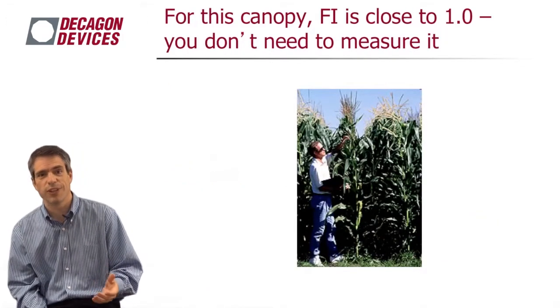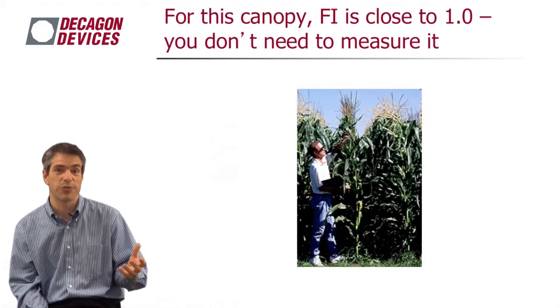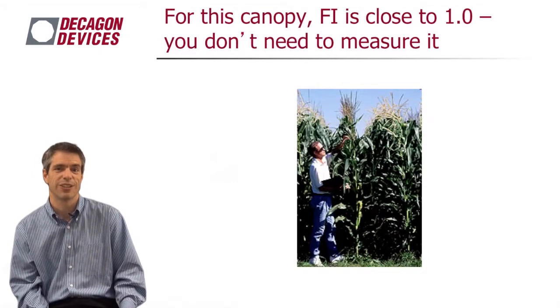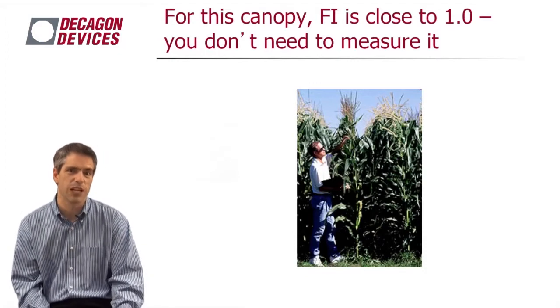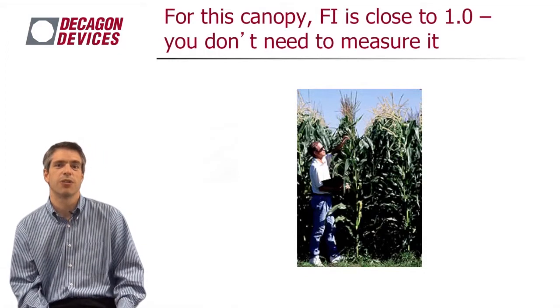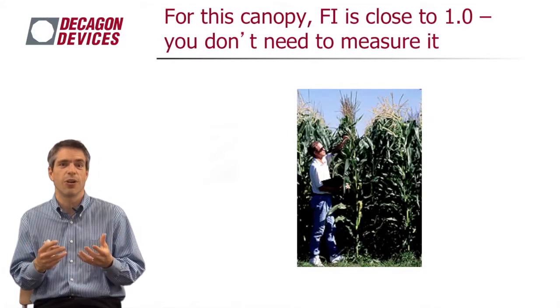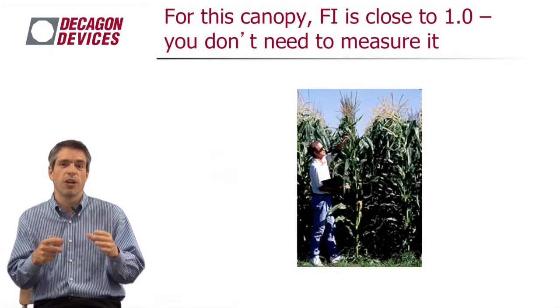Now, of course, there are cases where this is not true. I like this corn canopy. In fact, the rice was very similar to this. You noticed our leaf area index going above 6 in the rice. And basically, at that point, there was very little radiation getting down to the crop surface. What that means is a leaf area index of 6 means that there are 6 meters squared of leaf area per 1 meter squared of ground area.